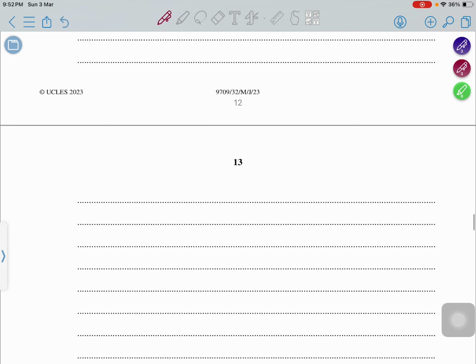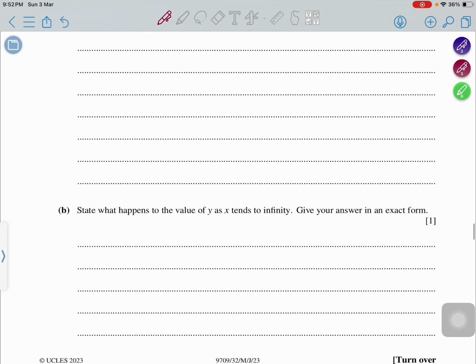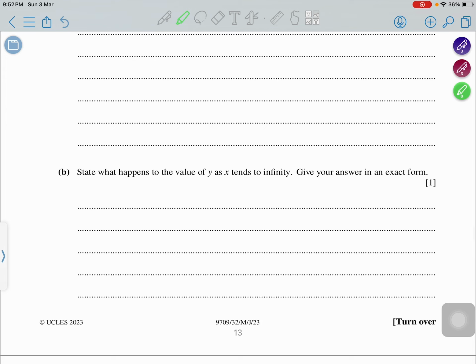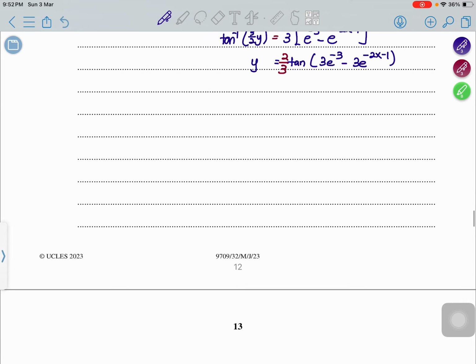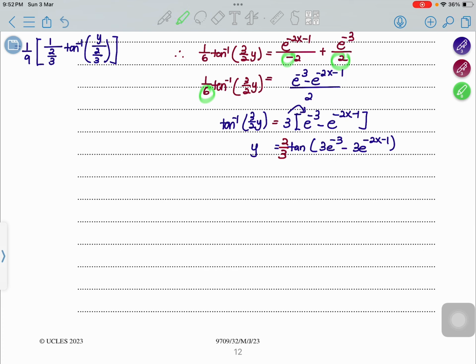Now let's go for the second part. What are they saying? They say state what happens to the value of y as x tends to infinity. What is the meaning of x tends to infinity? x approaches a huge number. So let's go up and check here. What happens if my x approaches a huge value here? There is only x over this part, correct?